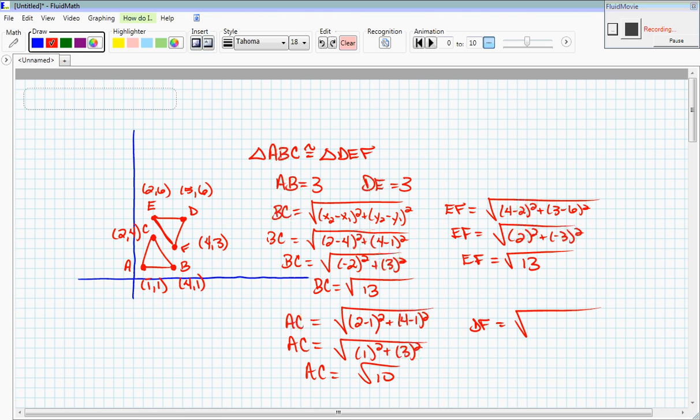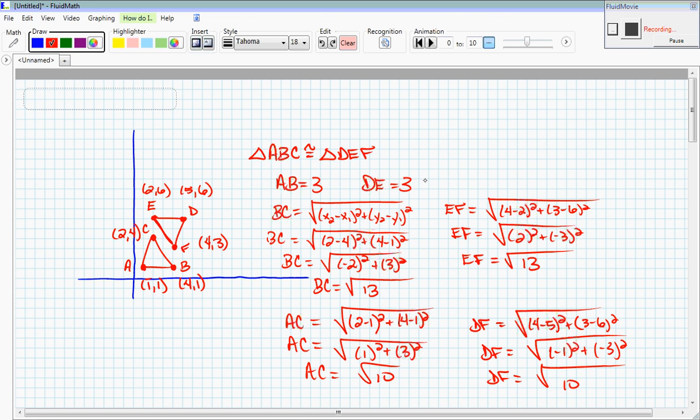And for DF, we have 4 minus 5 squared plus 3 minus 6 squared. So the length of DF is equal to the square root of negative 1 squared plus a negative 3 squared. Again, the negatives don't matter because when you square them, they become positive. 1 plus 9 is 10.